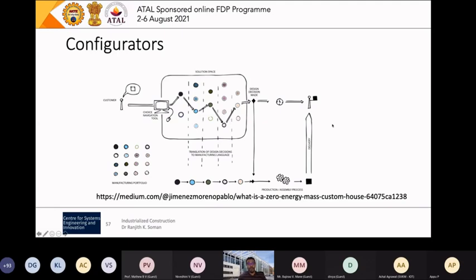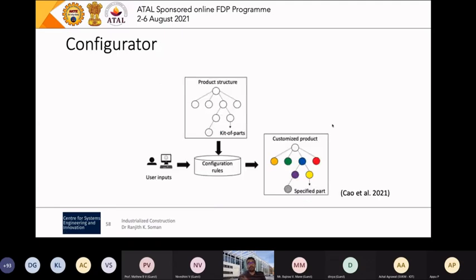And that can be done in the same way with buildings too. For that, we will have user inputs. There are configuration rules. There is a manufacturing process or a product structure and a kit of parts, which we saw earlier, the components, etc. And these configuration rules are the platform, and we get a customized product.